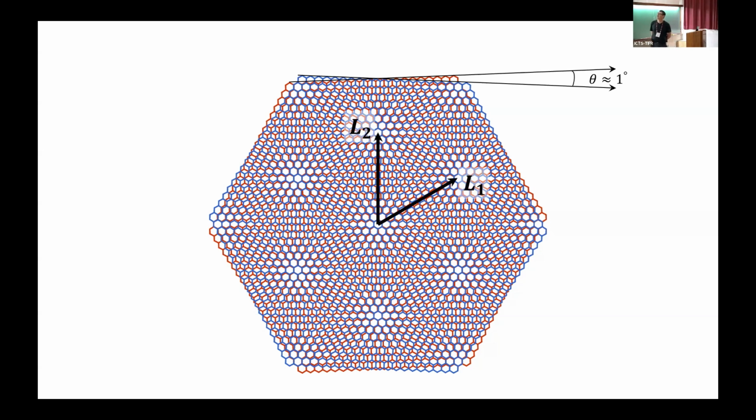Now, in particular, the triangle lattice spanned by this moiré structure will have, at an angle of order 1 degree, a length scale of order 14 nanometers. So that's much longer than the distance between the carbon atoms, which is of the order of an angstrom, maybe 2 angstroms.